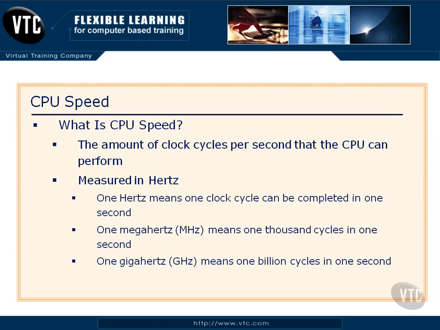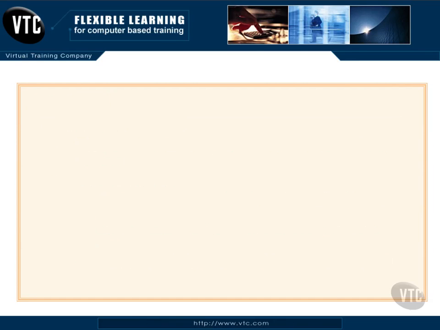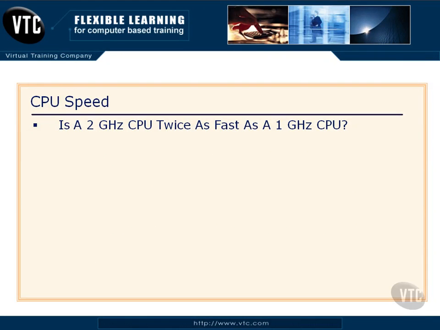And as you know, most of our computers now are around 1.8 gigahertz, 2.3 gigahertz, that sort of thing, and they just keep getting faster and faster. Now here's the question. You need to watch for this on the exam. Is a 2 gigahertz CPU twice as fast as a 1 gigahertz CPU? And boys and girls, the correct answer is not necessarily.